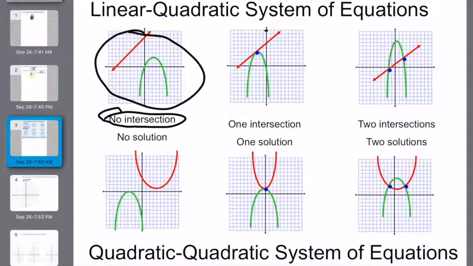Okay, sometimes we will have one solution. In this case here, we see we meet at one point but no other ones, therefore we have one intersection, thus one solution. Lastly, we can have two intersections and two solutions. So here we see we have our two intersections and two solutions. Same thing goes for our quadratic systems of equations. The number of intersections we have is equal to the number of solutions we have.